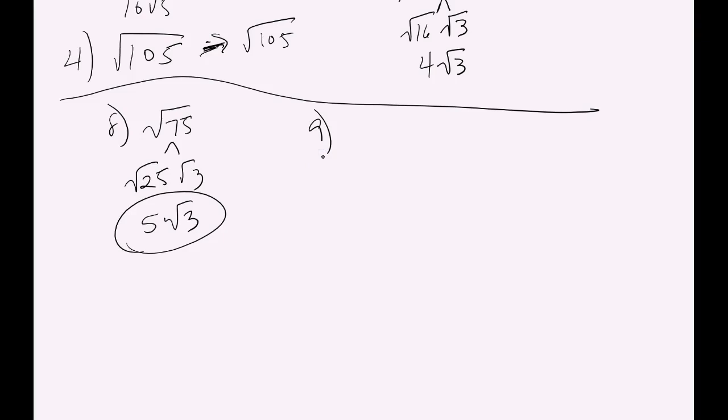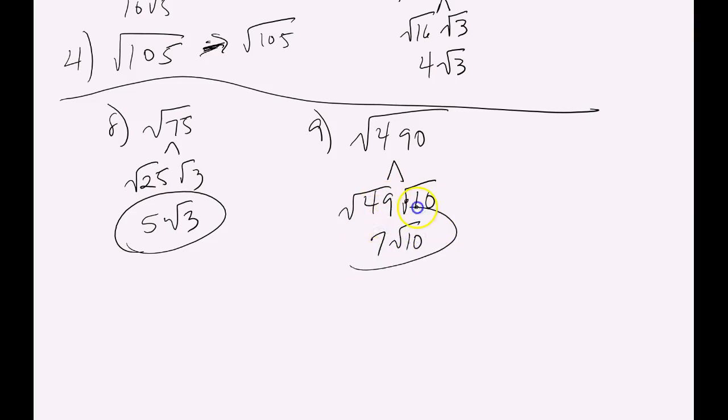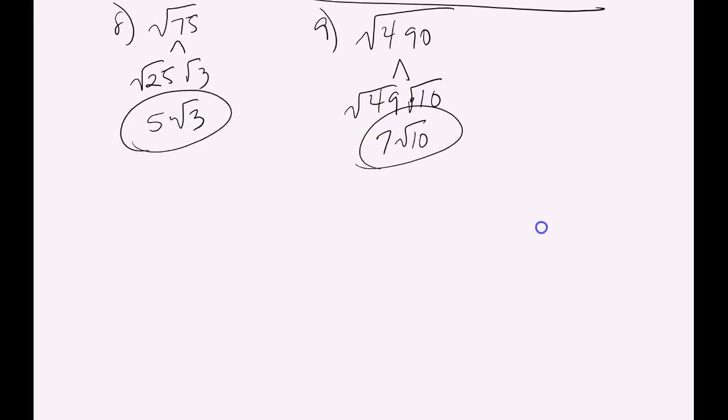Number 9 is the square root of 490. Okay, this looks like, oh my gosh, are you kidding me? But if you look at your list of perfect squares, 49 is one of them. And so there's just a 0 on the back, which means it was just 49 times 10. See how crafty that is with just a 0 on the back? So then you can break down the square root of 49 to 7, and the square root of 10 is still square root of 10.